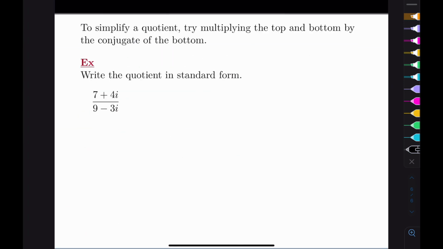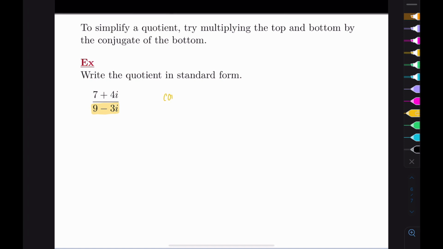So we have one last example that we're going to go through, and that's going to be working with a quotient. So what do I do when I have a complex number divided by a complex number, and I want to put this in standard form? When this happens, this is where our conjugate is going to come into play. So I'm going to take this expression and multiply by the conjugate of the denominator.